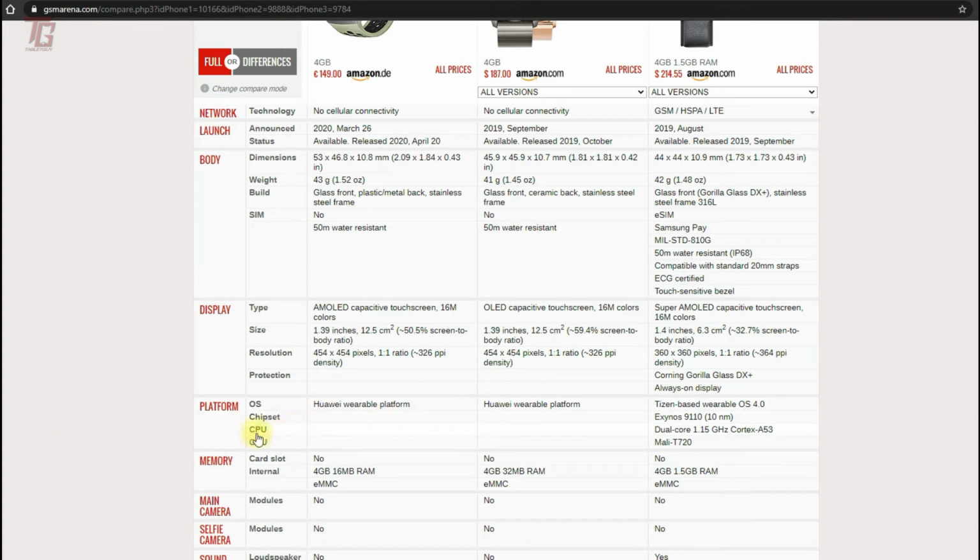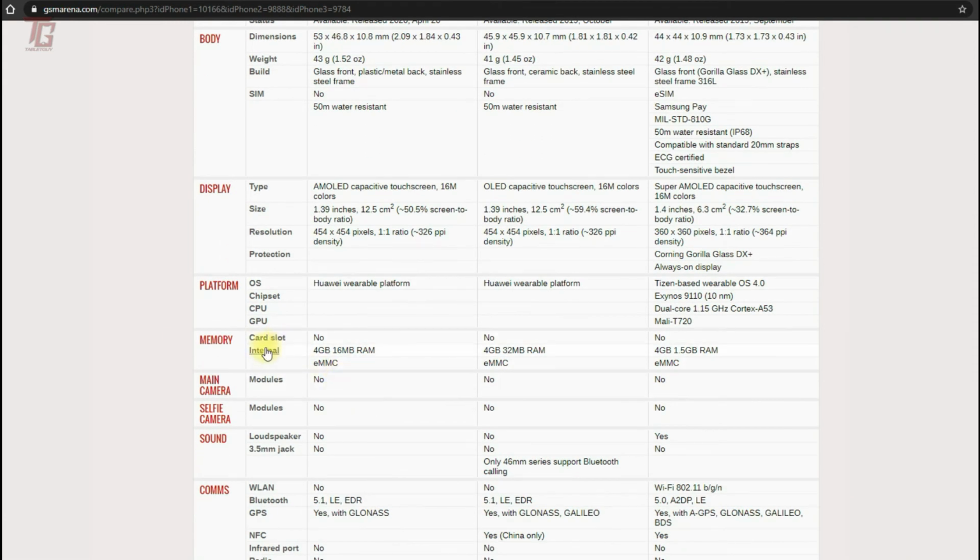Now let's have a look at the platform. The OS platform of Huawei is called Huawei Wearable Platform, whereas Samsung has its infamous Tizen Wearable OS. But these are proprietary operating systems by the manufacturers. Speaking about the memory, Samsung and Huawei have 4GB internal storage. The RAM is not disclosed, but this website, which I consider a credible one, says GT2e has a RAM of 16MB, which is the lowest RAM amongst all three watches, whereas GT2 has 32MB and Samsung has a whopping 1.5GB RAM. However, don't get excited, we still need Huawei and Samsung to confirm that.